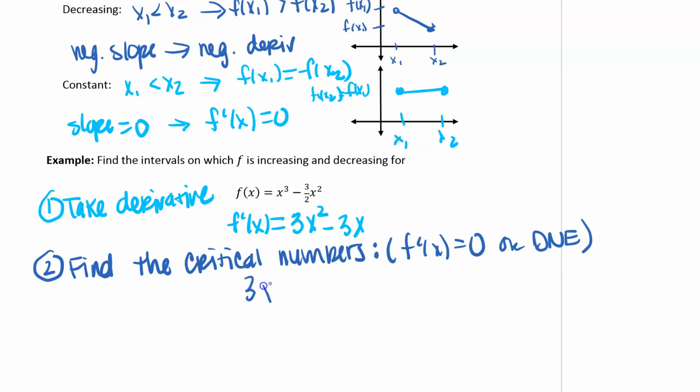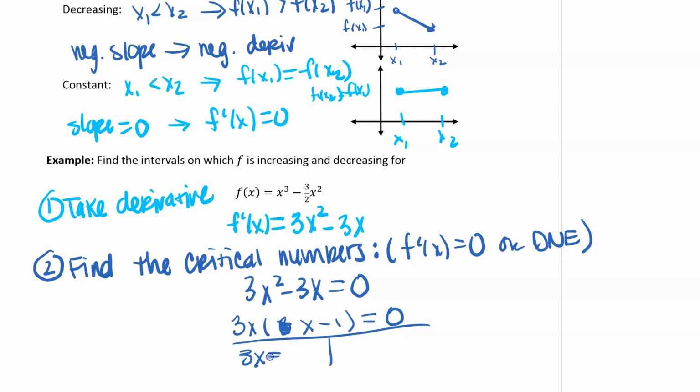And so I'm going to take 3x squared minus 3x and set it equal to 0. There are no areas where it does not exist, so I'm just going to look at this one. Factor a 3x out, that gives me 3x times x minus 1 equal to 0, and then I can solve. So 3x equal to 0, x minus 1 equal to 0. So I get x to be 0, and I get x to be 1. So those are my critical numbers.